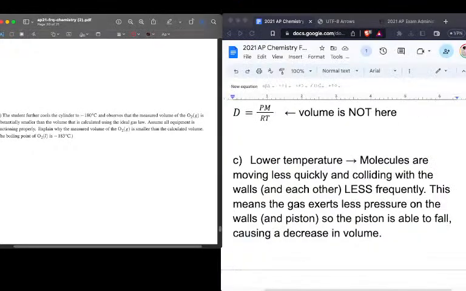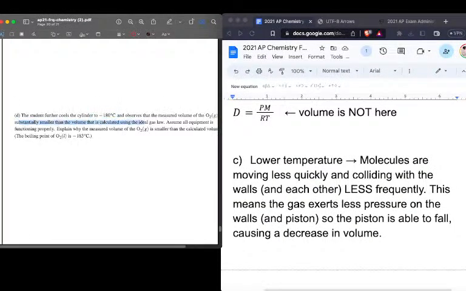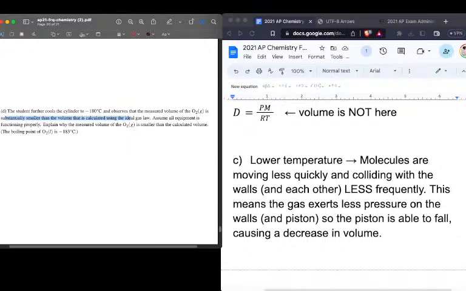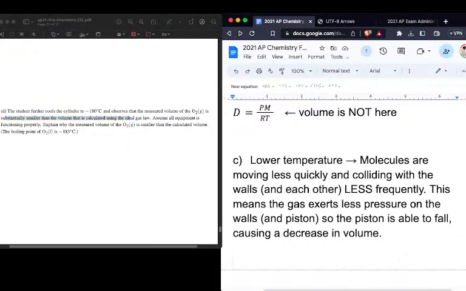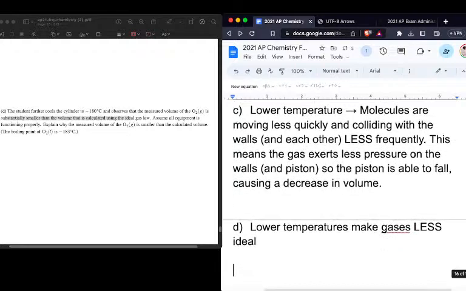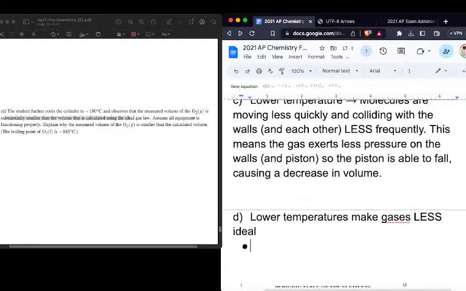The student further cools to negative 180 and observes the measured volume is substantially smaller than it was to calculate the ideal gas law. Assume all the equipment is functioning properly. Okay, so they're asking here, why is O2 non-ideal at this temperature? Lower temperatures make gases less ideal. The question I have for you is why?